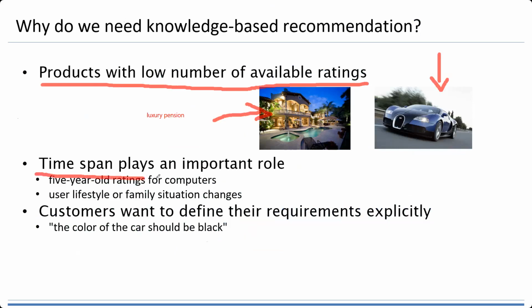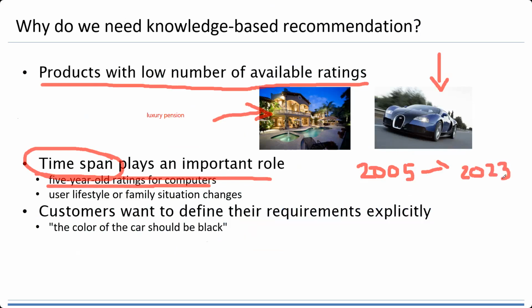The other aspect about knowledge-based is the time span. Time span, what is this? It is the time horizon. Take 5-year-old ratings for computers. After you give the rating, let's say the rating is in 2005. Do you think that the computer rating in 2005 is relevant to this year? This year is 2023. So the computer in 2005 is not relevant anymore to the computers today. So we need to have some kind of time span.